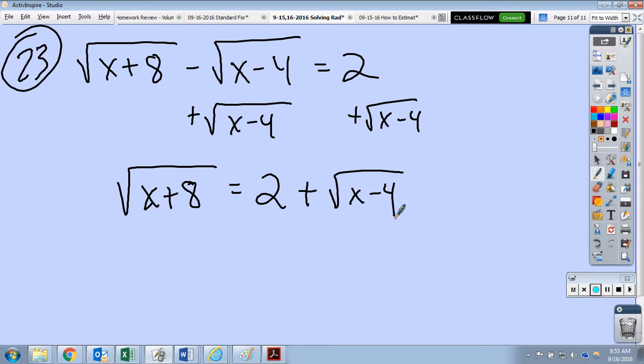So we first isolate one. It doesn't matter which one you isolate. We isolate one of them, and then let's go ahead and square both sides. So we have the square root of x plus 8, we're going to square that guy.